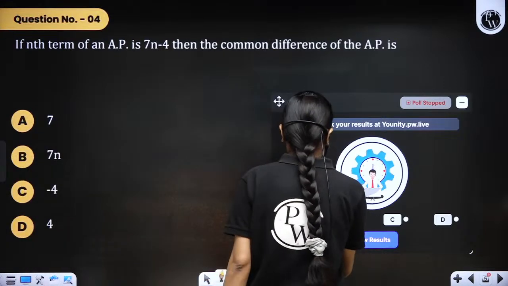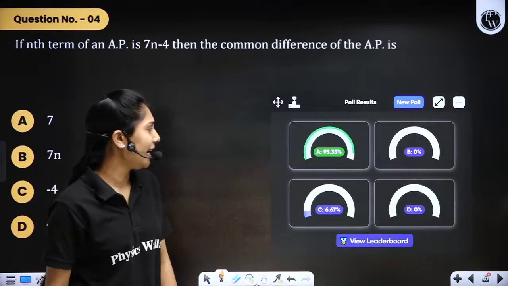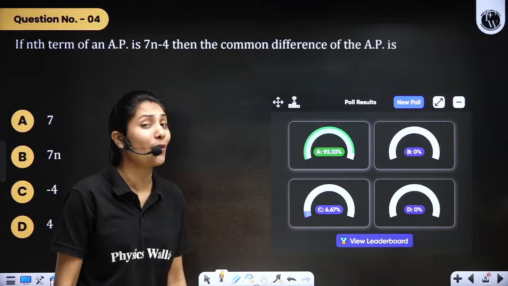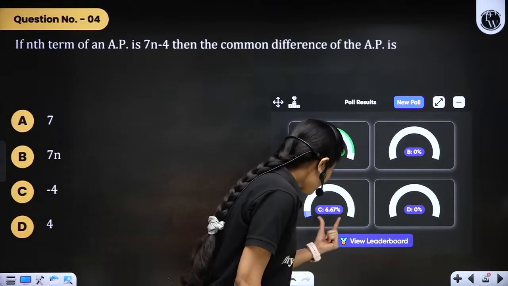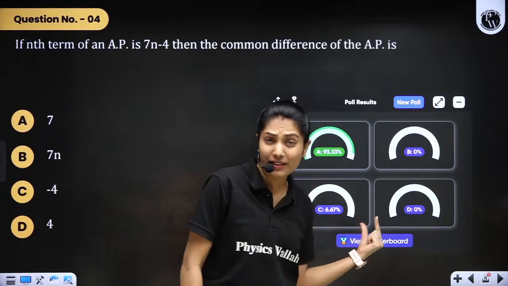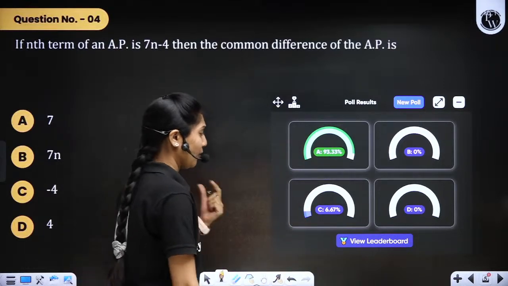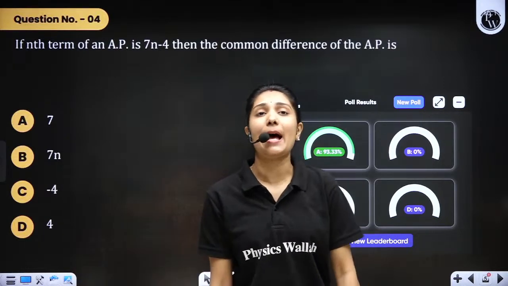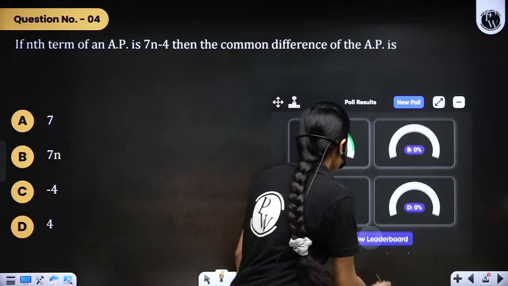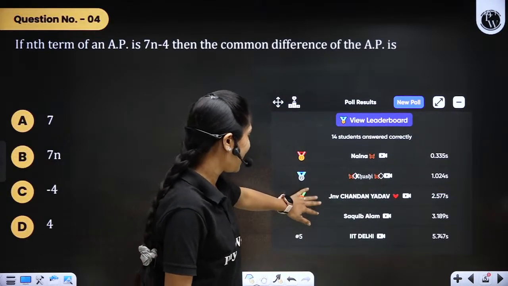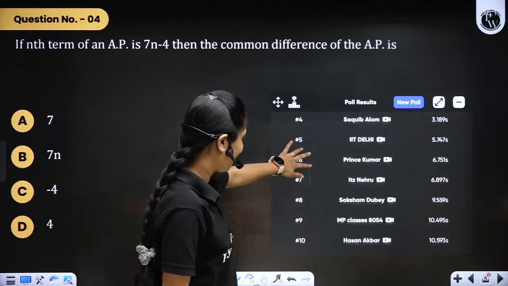Okay. So the correct answer is option number A and 93%. Okay. Some of you have chosen option number C. That is minus 4. Is it? No, it isn't. Okay. Option number A is absolutely correct, beta. So again, very good, Naina, Khushi and Chandan. Good, beta.